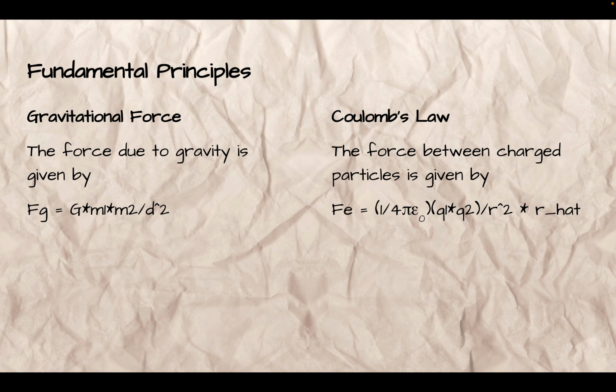Some fundamental principles used are gravitational force, and the force due to gravity is given by Fg equals G times m1 times m2 divided by the distance between them squared. Another fundamental principle used is Coulomb's law, which is the force between two charged particles: Fe is equal to 1 over 4 pi epsilon naught, which is a constant, times the charge Q1 times the charge Q2 divided by r squared, which is the distance between them, times r hat, which is the unit vector of r.